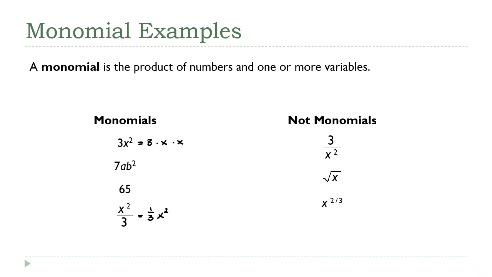Okay, now on the other side, we have some things that are not monomials, right? Things that have variables in the denominator, those don't count. Things that have square roots, right? Or really any non-integer exponent, like that 2/3. Remember, this square root of x, you could also write that x to the 1/2. Yet those don't count as monomials either.